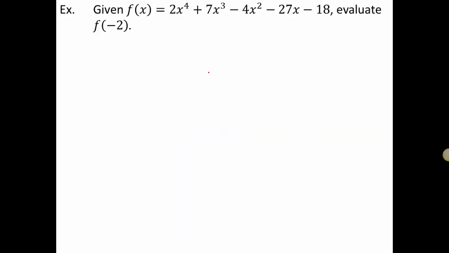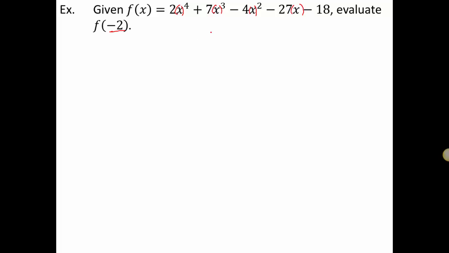For example, given this function, f of x equals 2x to the fourth plus 7x cubed minus 4x squared minus 27x minus 18, evaluate f of negative 2. One option, of course, would be to take the negative 2 and plug it in anywhere I see x, replace it with a negative 2, and then follow the order of operations to evaluate the function. Absolutely, that is always an option.